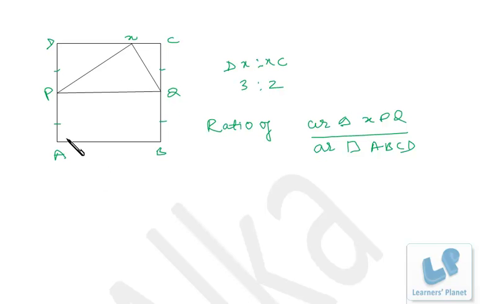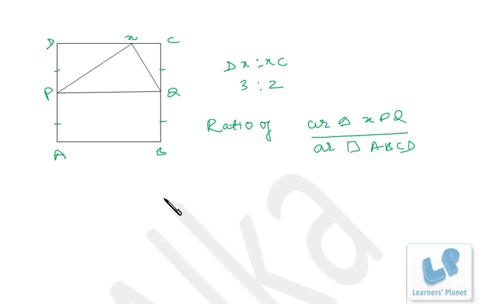Here we are given a square ABCD, and P and Q are midpoints of AD and BC, and this point X is taken on the side CD. The ratio of DX to XC is 3 is to 2. Now what we have to do? We have to find the ratio of the area of triangle XPQ to the square ABCD.